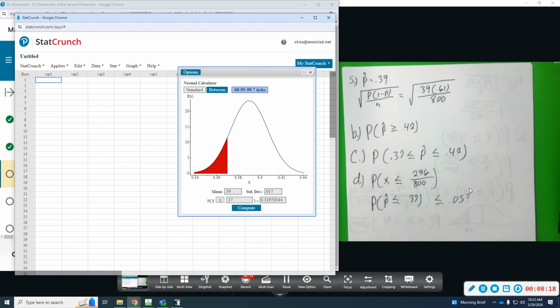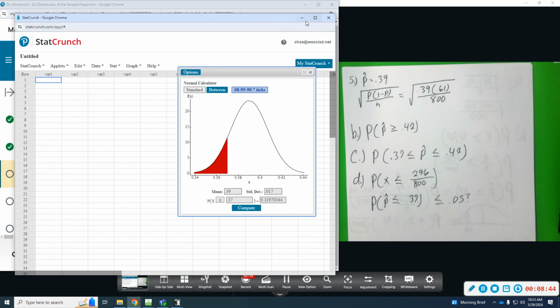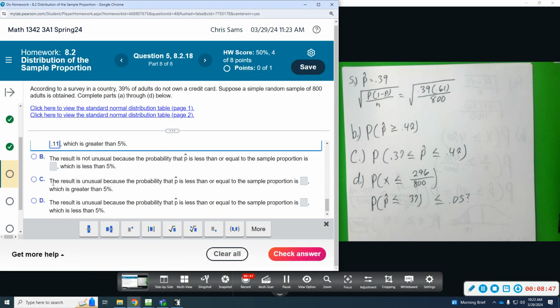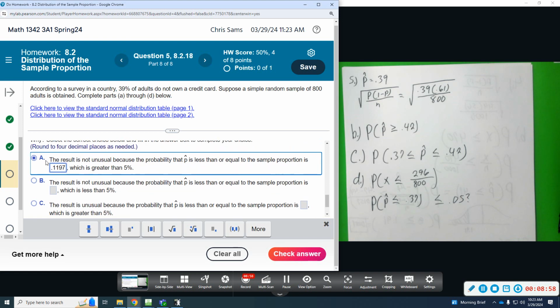So this means this is not unusual. It's not smaller than 5%. 0.1197 to be exact. So the result is not unusual. The probability that P hat is less than or equal to the proportion is 0.1197, which is greater than 5%. So yes, not unusual. To 4 decimal places, what was that again? 0.1197. I believe that should be the right one. Not unusual. So A is going to be the best one.